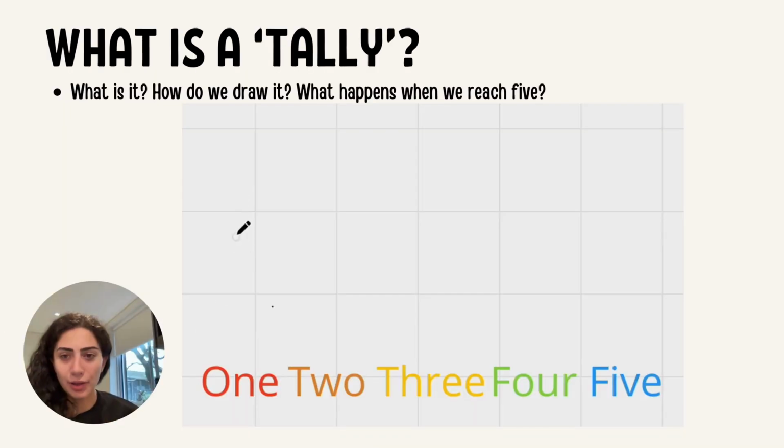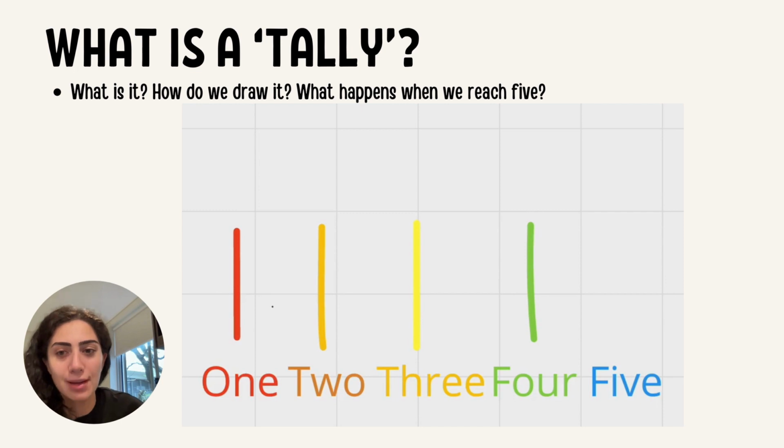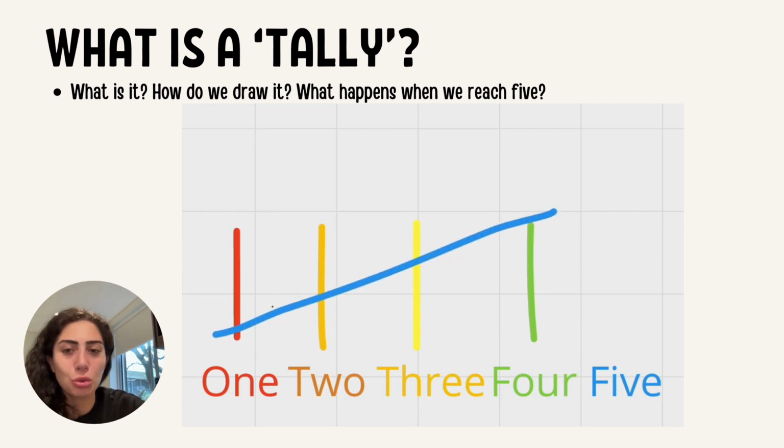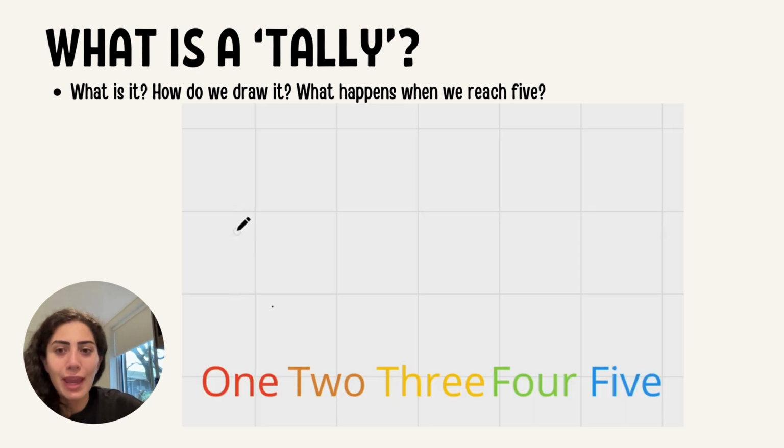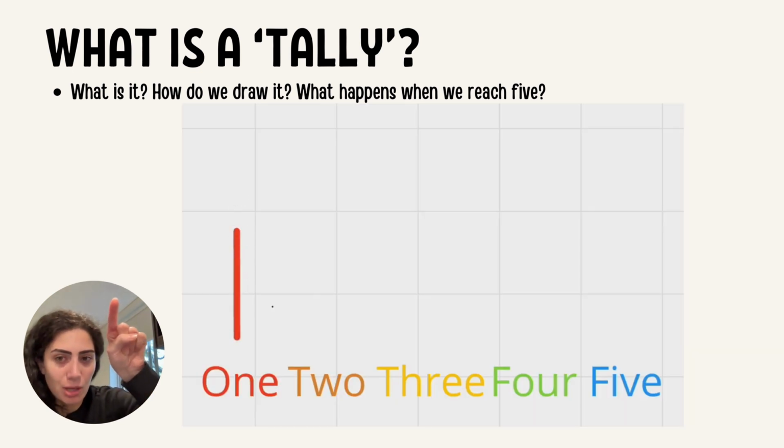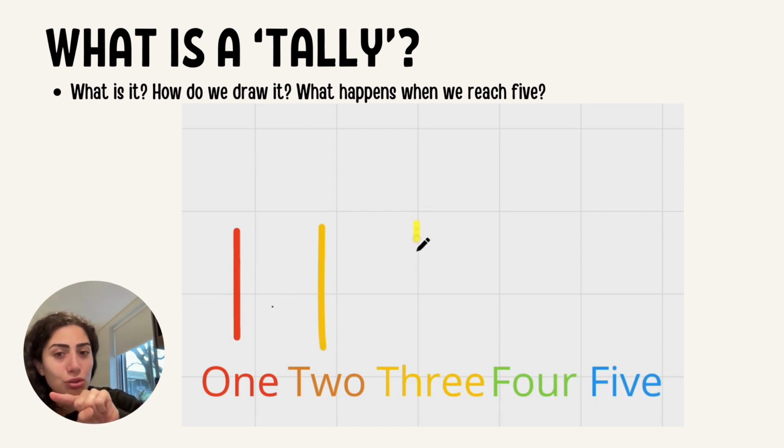Okay, so what is a tally? What is it? How do we draw it? And what happens once we reach 5? A tally is another data representation. It's another way to show us what the data is. In the video I've provided, I show you how to draw each tally. Each tally is represented just by one line that goes straight down like this. Once you reach 5, it goes straight across.